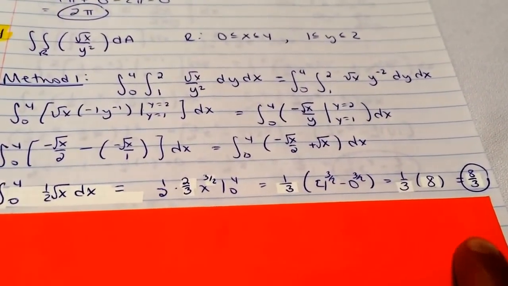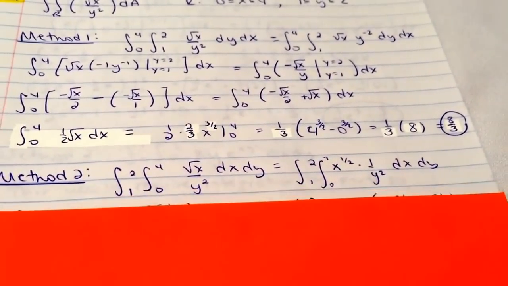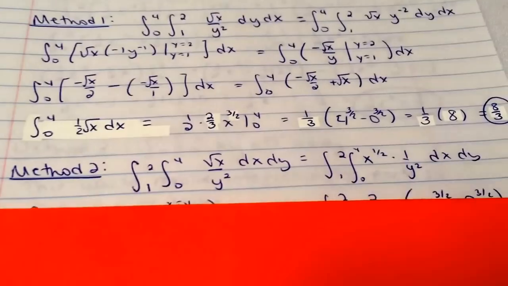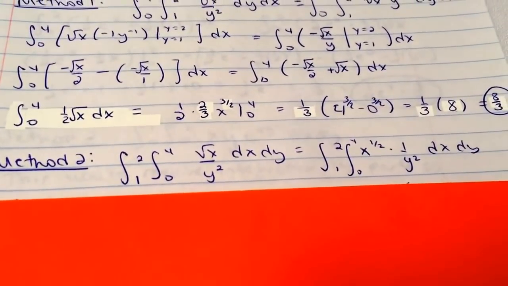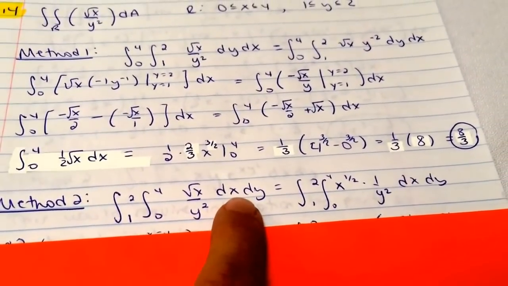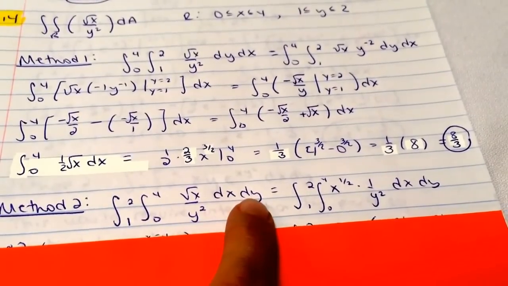So that's if you do it with respect to y first. And again, you don't have to do this both ways. I'm just doing it both ways to show you, so don't feel like you have to work it out twice. But if you do it with respect to x first, this is with respect to x first. So notice I put the x's on the inside, dx on the inside, y's on the outside, dy on the outside.